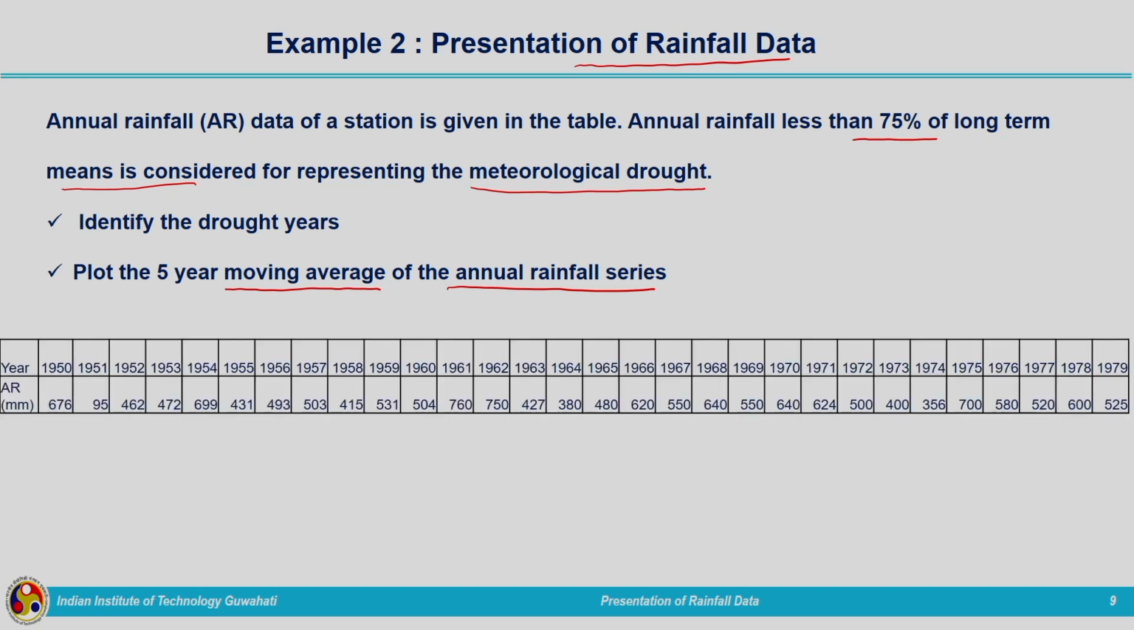So, this is the data series. You can see starting from 1950 to 1979, almost 30 years of annual rainfall data is given to us. Annual rainfall is given in millimeters. So, first we need to identify the drought years, and after that we need to calculate the 5-year moving average curve. Let us start with the data first.